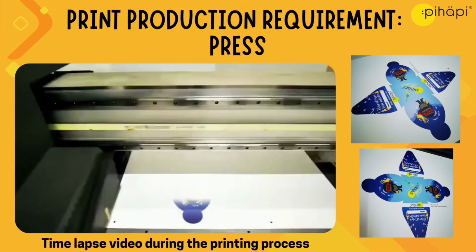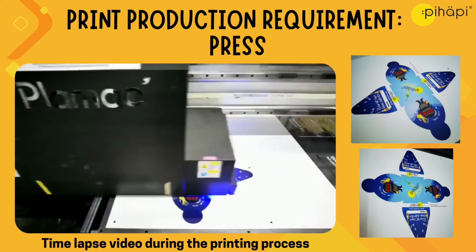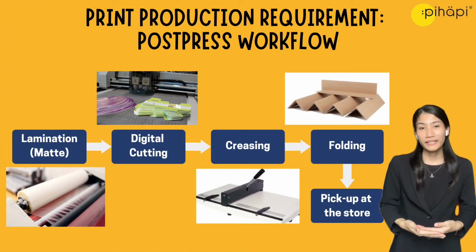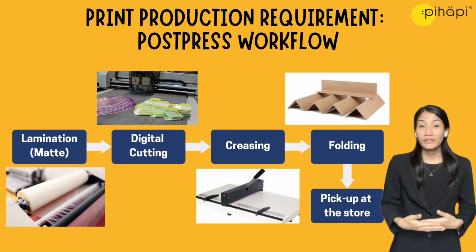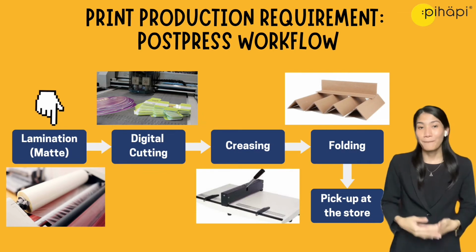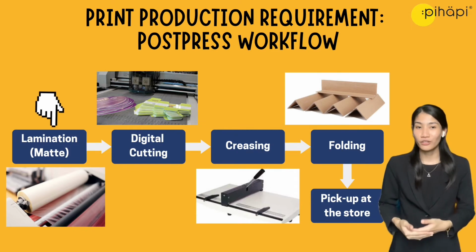The following slide shows the time-lapse video and some images during and after the printing process. Moving forward is the post-press workflow. After the printing job, the packaging will undergo a finishing process. The first process is matte lamination. Matte lamination produces an elegant, sophisticated finish. It also provides a softer, more natural look that makes it easier to read the printed piece.